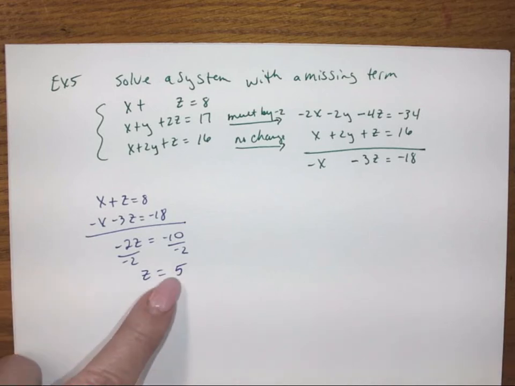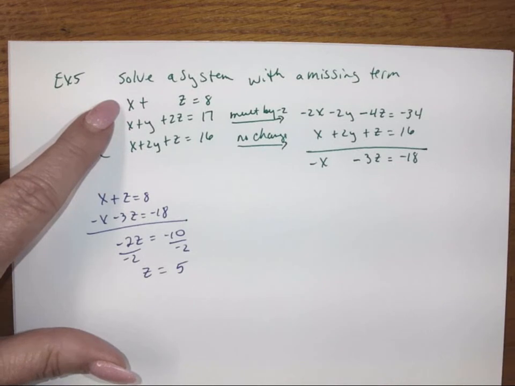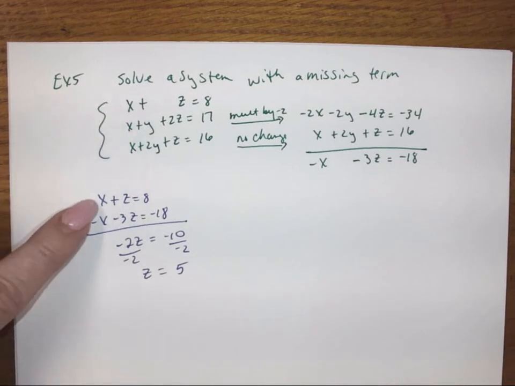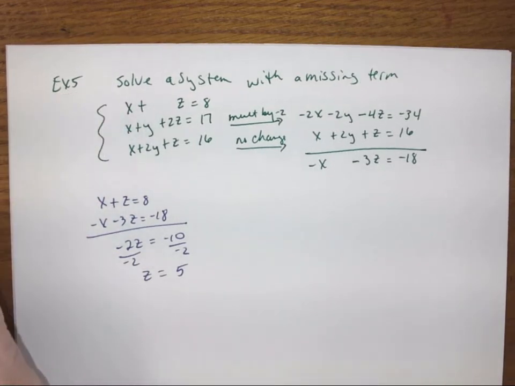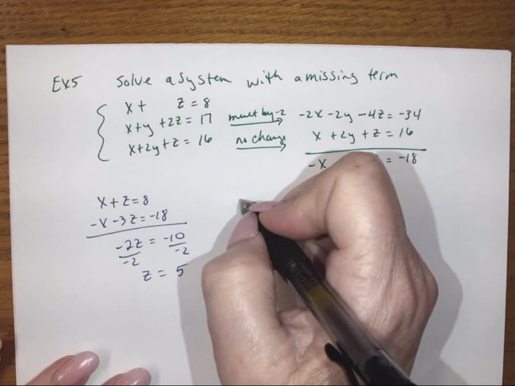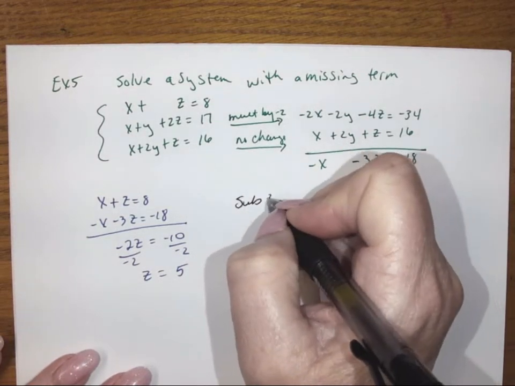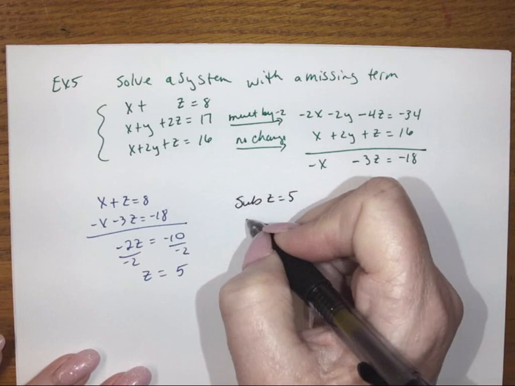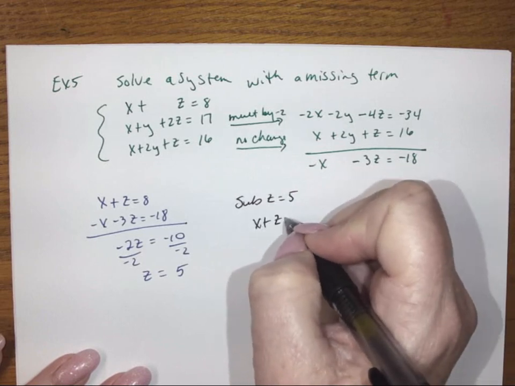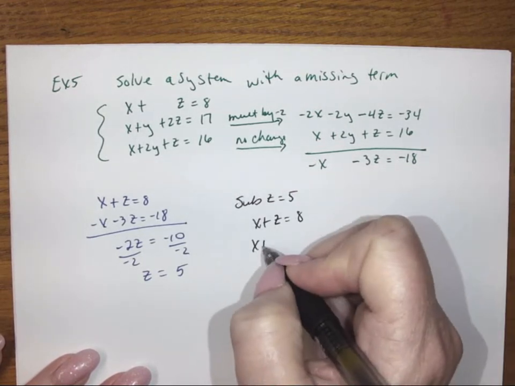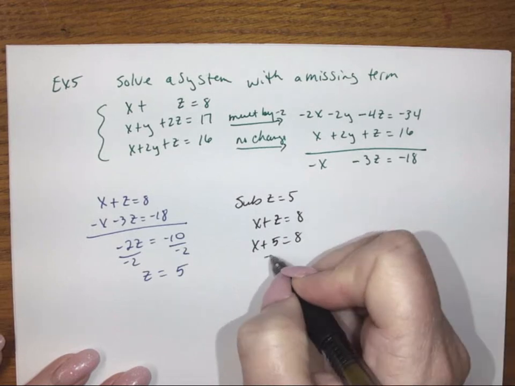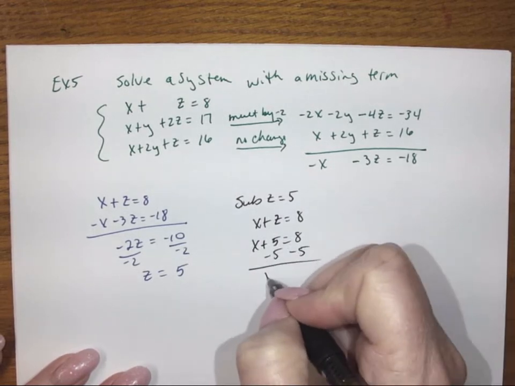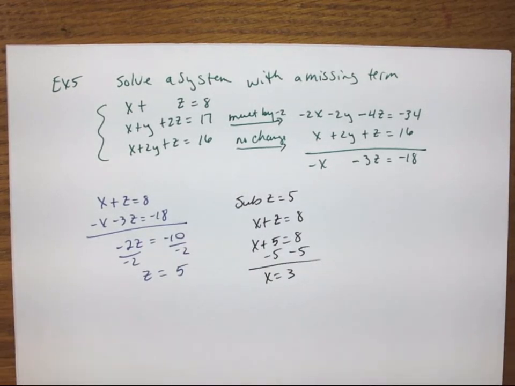So now I have z. I can plug z back into either equation. I'm going to plug it back into the original. So I can sub z equals 5 into x plus z equals 8. So x plus 5 equals 8. Subtract the 5. We get x equal to 3.